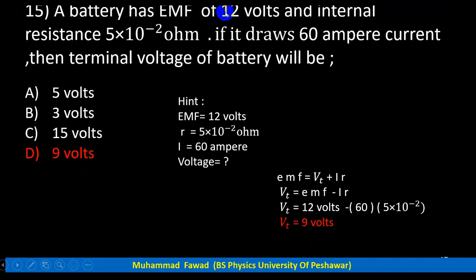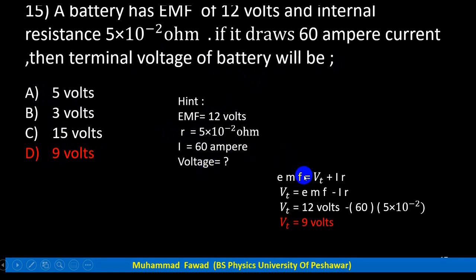A battery has an EMF of 12 volts and internal resistance of 5 × 10^-2 ohm. If it draws 60 ampere current, then the terminal voltage of the battery will be 5 volts, 3 volts, 15 volts, or 9 volts. हमें EMF भी दिया गया है which is 12 volts, internal resistance भी दिया गया है and current भी दिया गया है. हमने terminal voltage मालूम करना है.